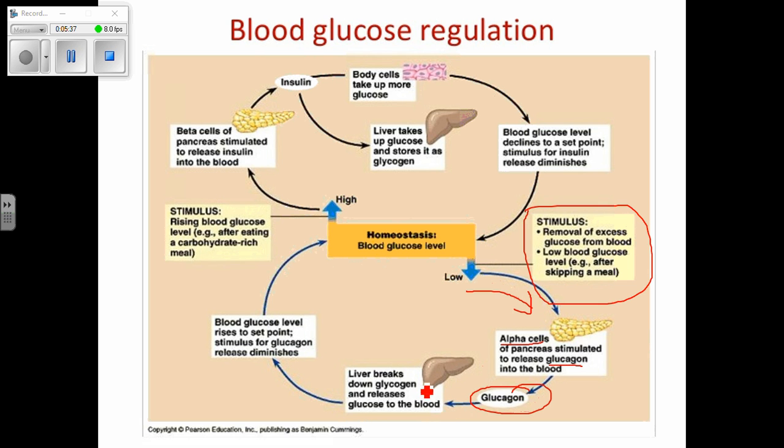It will instruct the liver. Just now we stored glucose in the form of glycogen, right? So it will instruct the liver to break down the glycogen to glucose, and the glucose can be put back into the blood. So the blood glucose level will increase to a normal point and return to normal. This process is called homeostasis of blood glucose level.